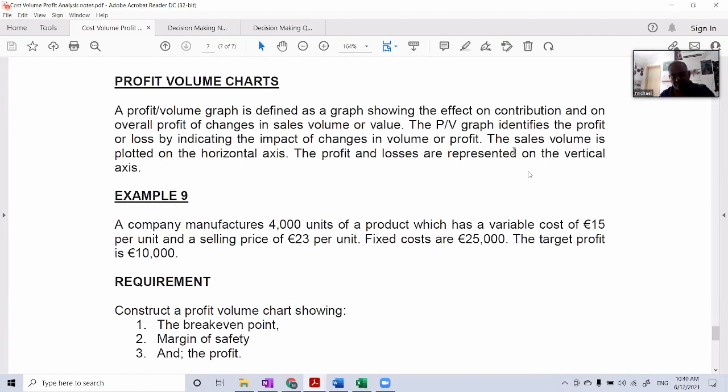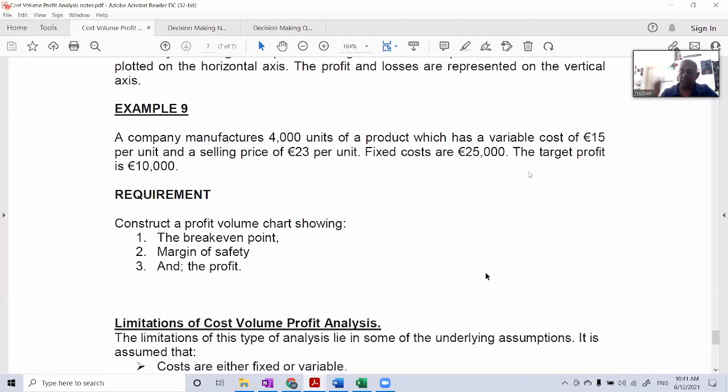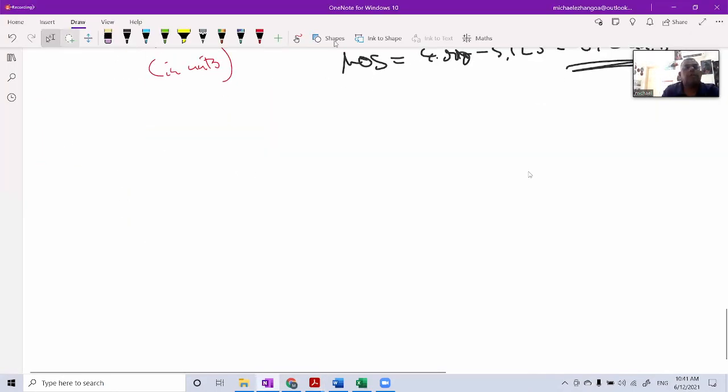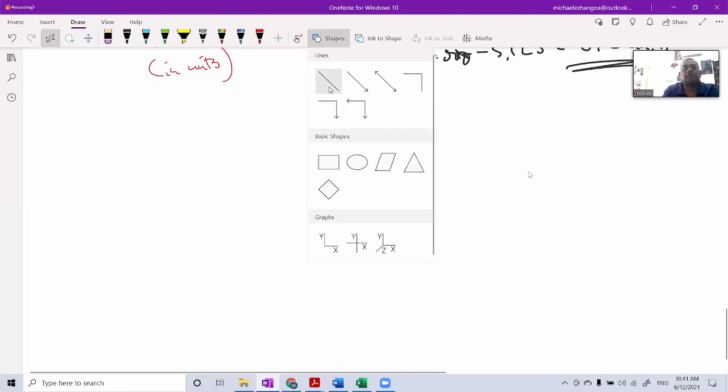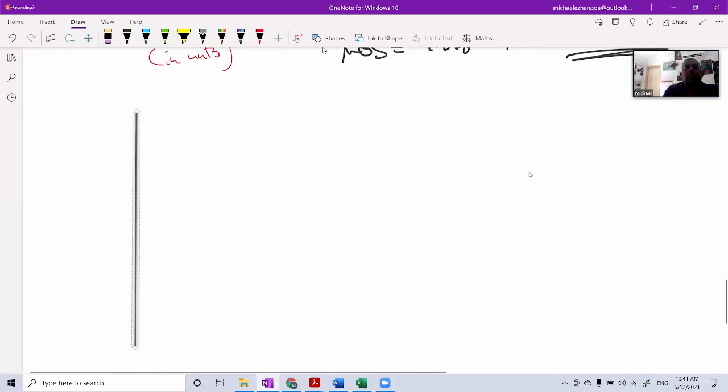Look at example 9. A company manufactures 4,000 units of a product, with variable costs of 15 per unit, selling price 23, fixed costs are 25,000, and target profit is 10,000. Construct a profit volume chart showing the break-even point, margin of safety, and the profit. Again, I don't have graph paper, so I'm going to do it here. The shape of a profit volume graph is a little bit different. It will be something like that.